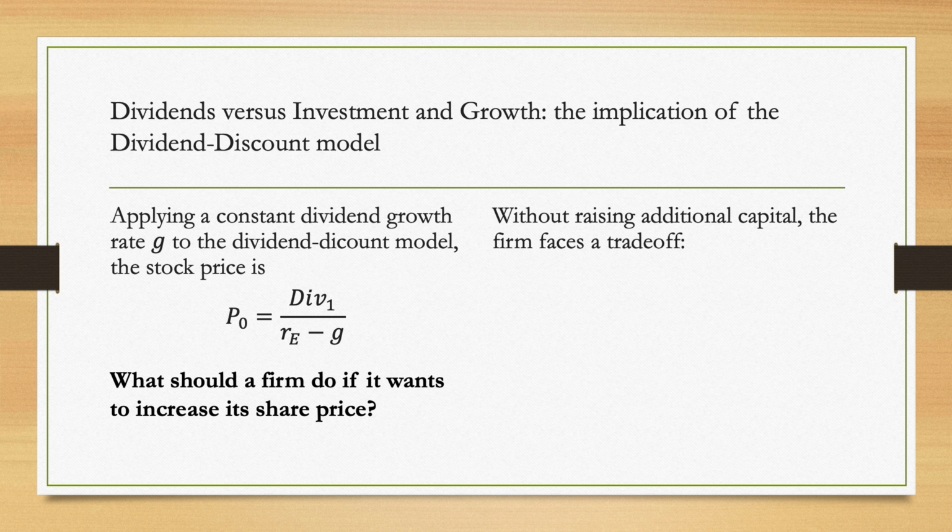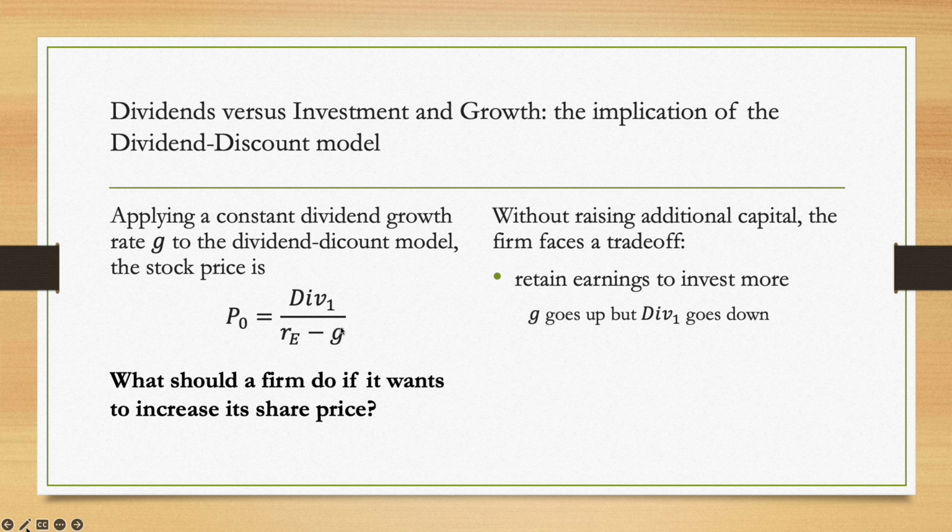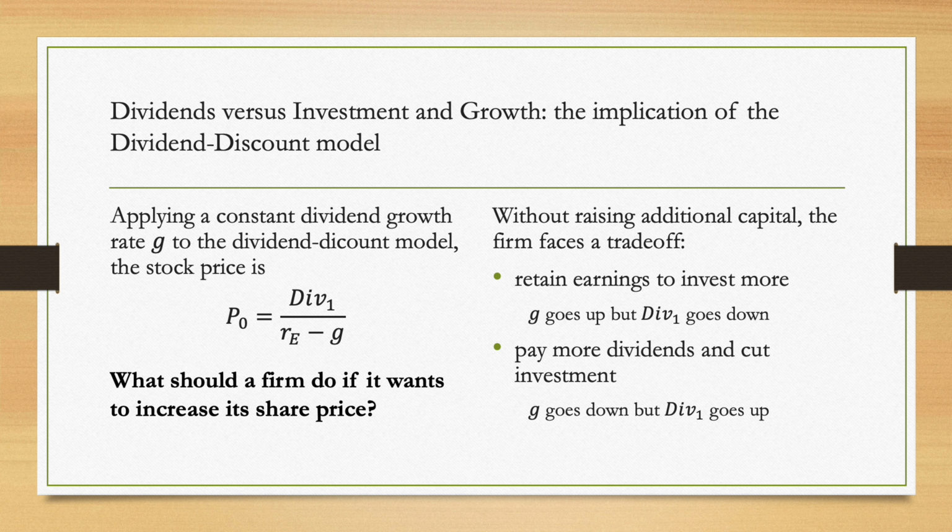Without raising additional capital, the firm faces a trade-off. It can retain earnings to invest more. Then the dividend growth rate would go up, but the dividend for the next year would go down. Or it can pay more dividends and cut investment. In that case, the dividend growth rate g would go down, but the dividend for the next year would go up. So how should the firm decide when it comes to splitting its earnings?